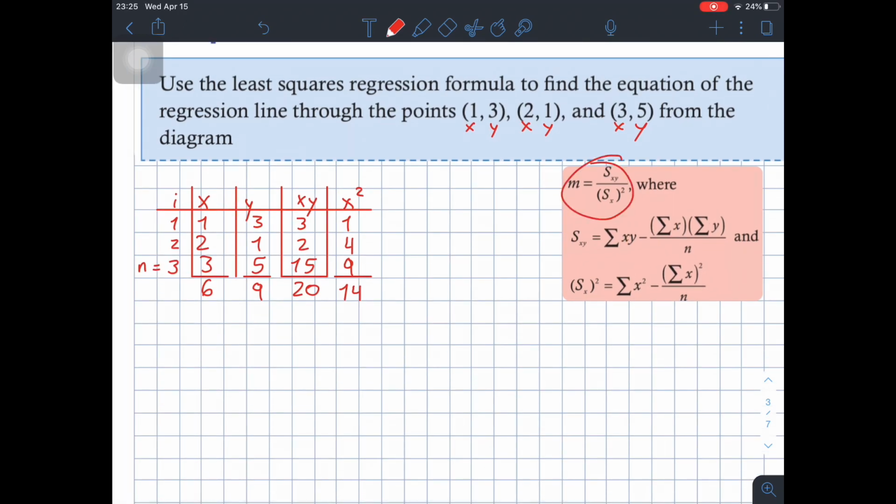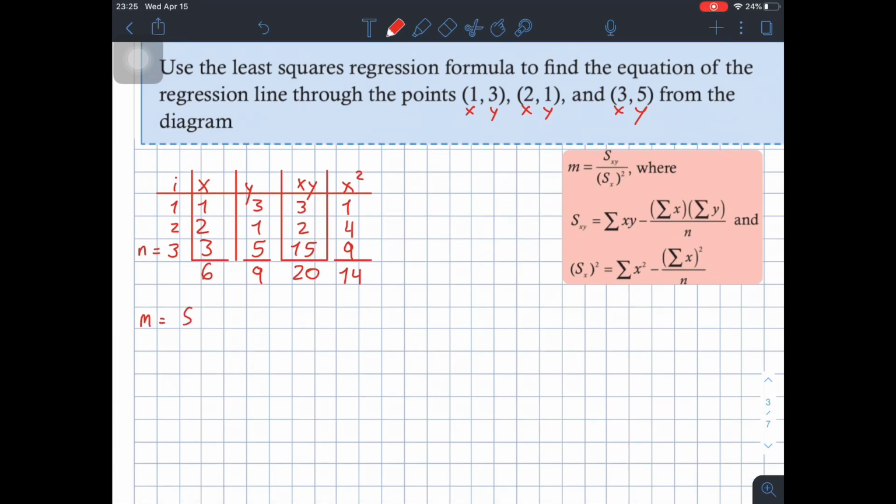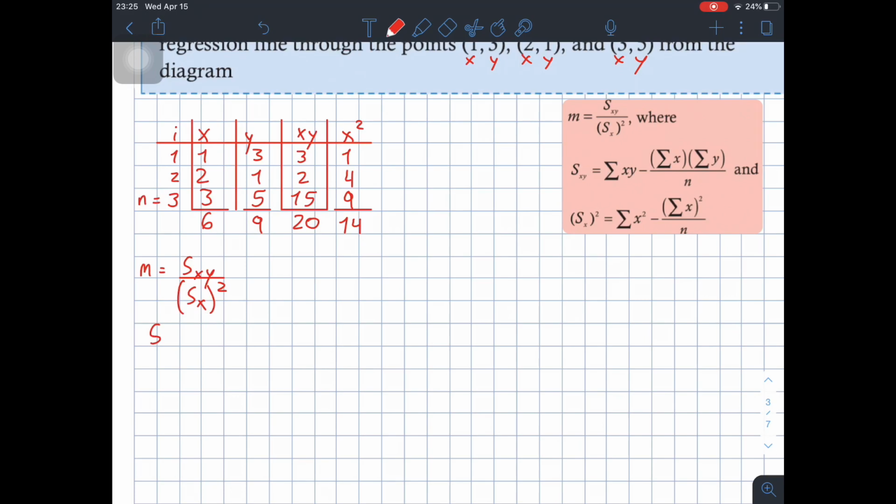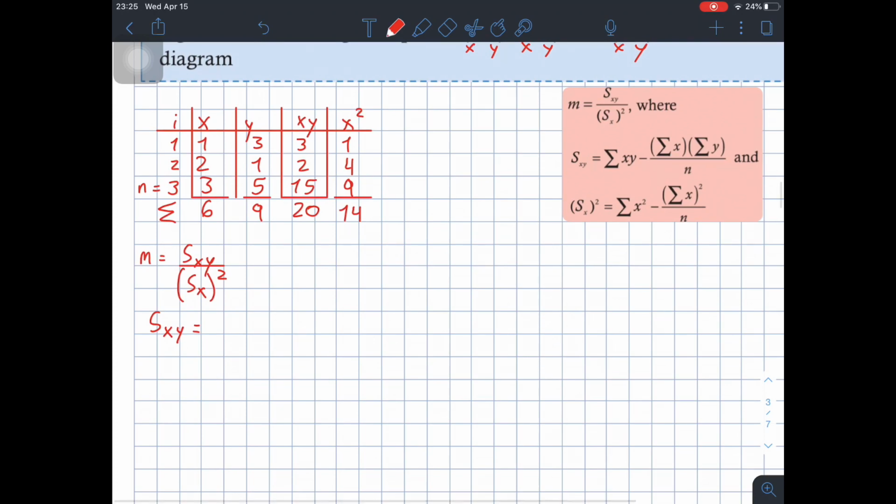So, what do we need to calculate? We know that the slope is the covariance of xy divided by the covariance of x squared. So, first of all, we're going to calculate the covariance of xy. Using this formula, it's the sum of xy. The sum of xy is 20. Maybe if I write sigma here, you would understand that these are all the added values. So it's 20 minus, according to our formula, the sum of x times the sum of y. The sum of x is 6, times the sum of y, which is 9, divided by n, where n is the amount of information we have in our data set. In this case, it's 3.